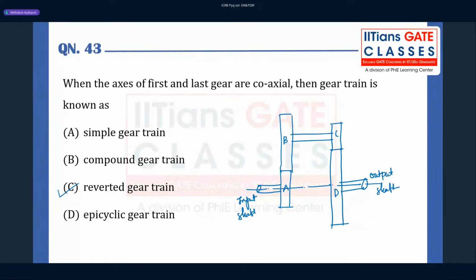So basically, a reverted gear train is a compound gear train. However, the first and last gear are coaxial, and hence the name for this kind of gear train is a reverted gear train. In this gear train, the center distance between the first and second gear is equal to the center distance between the third and fourth gear.